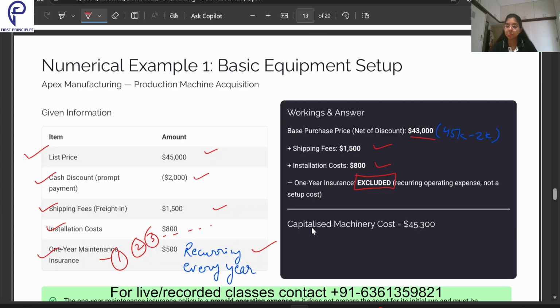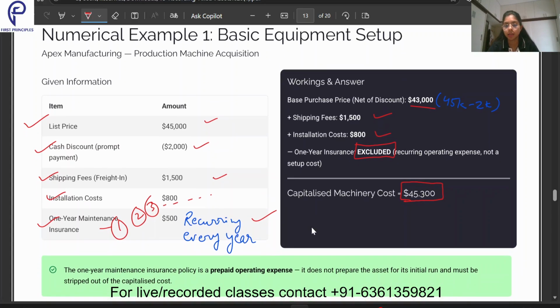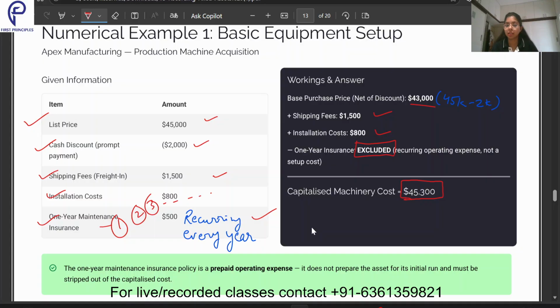And the capitalized machinery cost is how much? It is 45,300. Okay, how did we calculate? 43k plus 1500 plus 800.